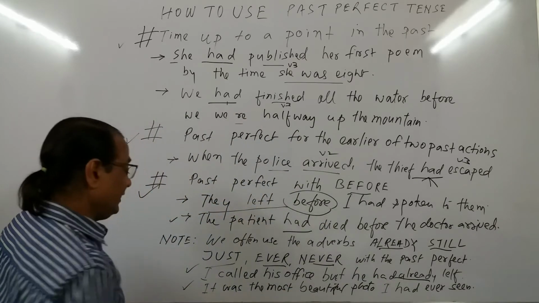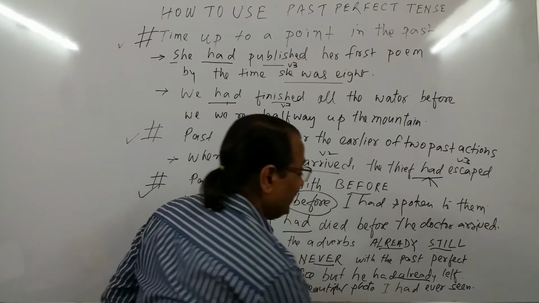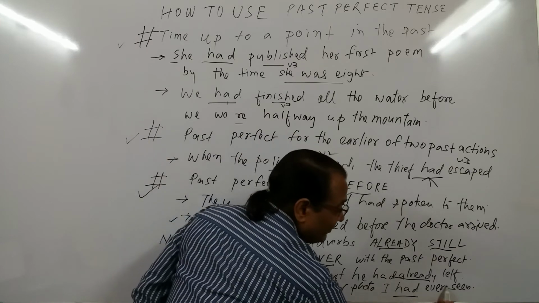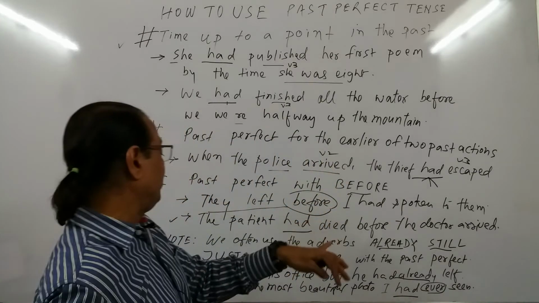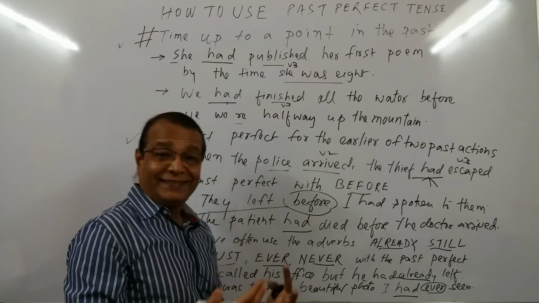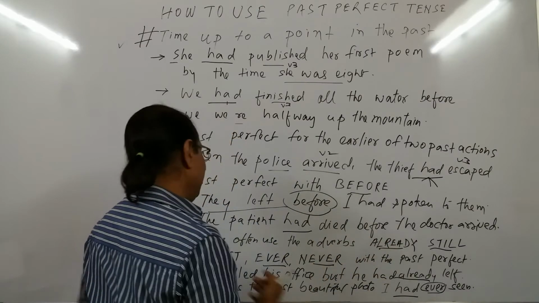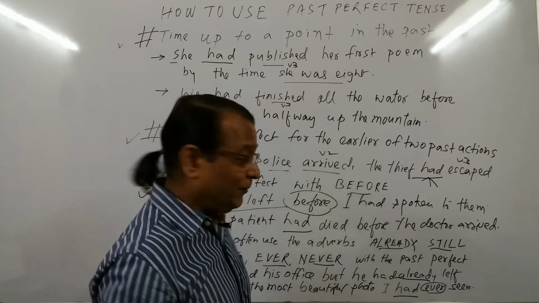Second example is: it was the most beautiful photo I had ever seen. I have used had there, and then I'm using ever. So you have to keep in mind that whenever you are using these adverbs, you use already, still, just, ever, never with such past perfect tense.